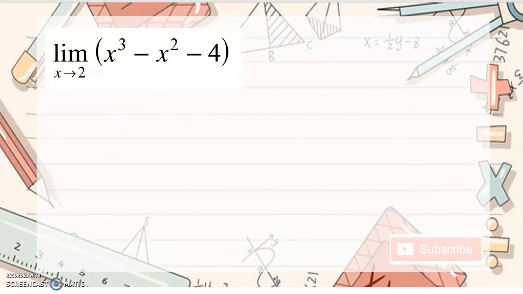For your first example, we have here the limit of x cubed minus x squared minus 4 as x approaches 2. So what you're going to use here is just direct substitution. When we say direct substitution, if you are given any values of x, what you are going to do is change all of the values of x's to the value given. For this case, your x here would be 2. So let's start.